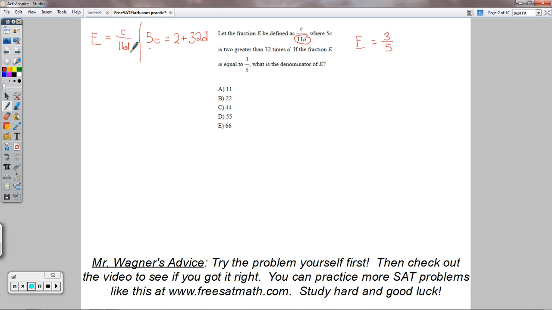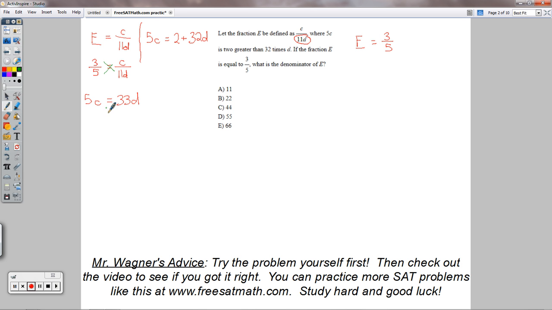I'm going to go over here. Since I know E equals 3/5, I can replace the E right there, so 3/5 equals C over 11 times D. From there, I could cross multiply. Basically I'm going to try to solve for D, but I noticed something here when I cross multiply that's going to save me some time.